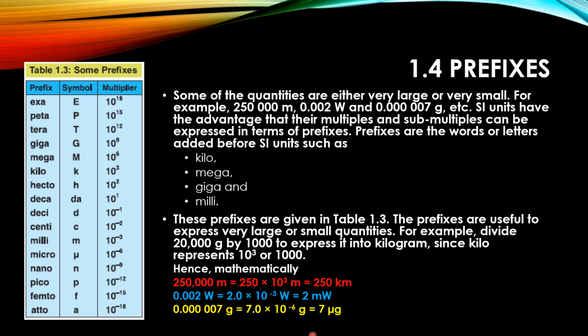0.000007 grams is equal to 7 into 10 raised to the power minus 6 grams. 10 raised to the power minus 6 means micro. You can check the table as well, which shows 10 raised to the power minus 6 is micro. So that is how you can use prefixes to convert the larger values into smaller ones and to change the smaller quantities into larger ones.